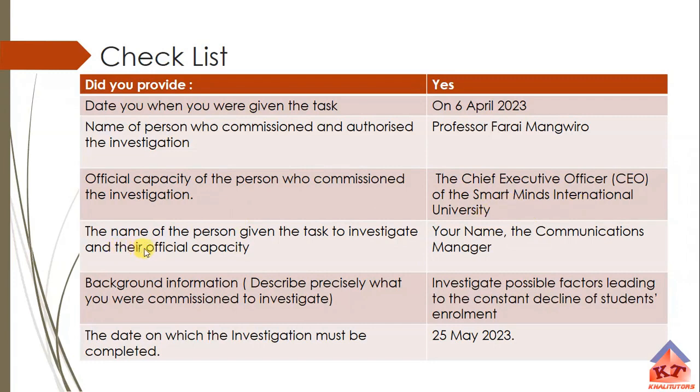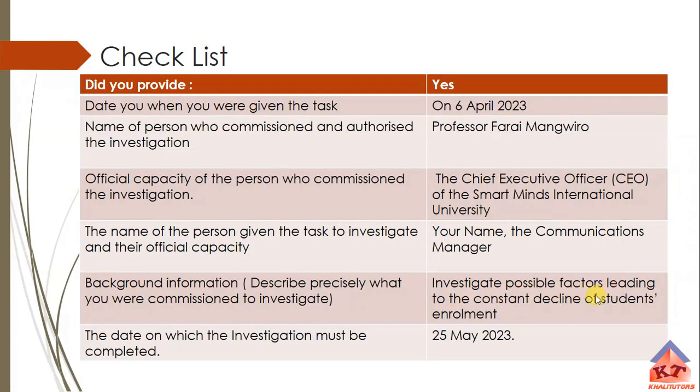The name of the person given the task to investigate and their official capacity. It was mentioned that you were the one given the task, so you will write your name and your position or your official capacity. You are the communications manager. This information comes from the background information. Then they also specify that we need to include background information. Then this is what I wrote.